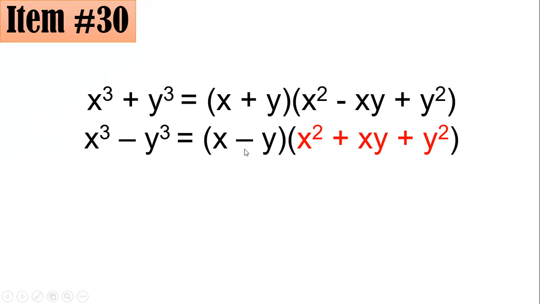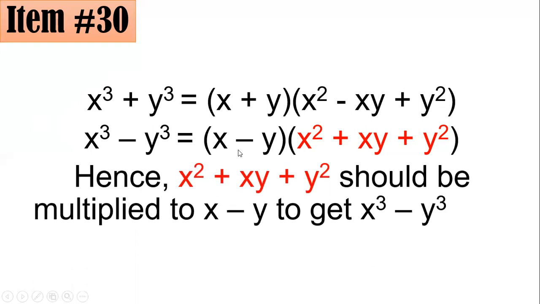That's why you should multiply x minus y with x squared plus xy plus y squared to get x cubed minus y cubed, and that is letter B.